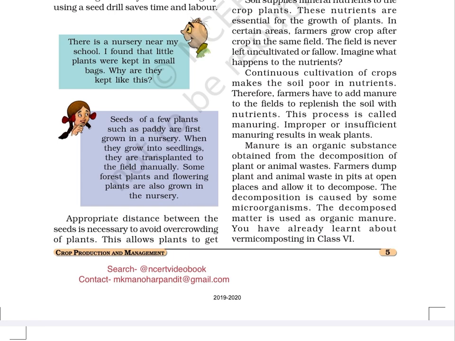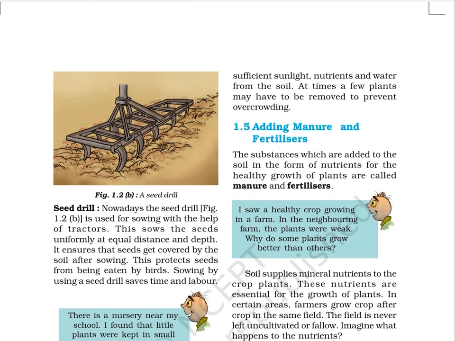Appropriate distance between the seeds is necessary to avoid overcrowding of plants. This allows plants to get sufficient sunlight, nutrients and water from the soil. At times, a few plants may have to be removed to prevent overcrowding."